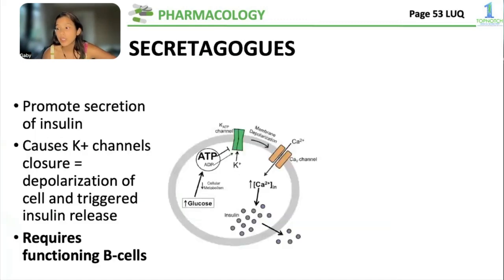So let's start by talking about your secretagogues. Again, they promote secretion of insulin, and they do so via closing your potassium channels. This causes depolarization of the cells, and it triggers your insulin release. However, because it acts on the functioning beta cells of your pancreas, it will not work if you no longer have any functioning beta cells. You have to have a pancreas that's still working in order for these drugs to take effect.